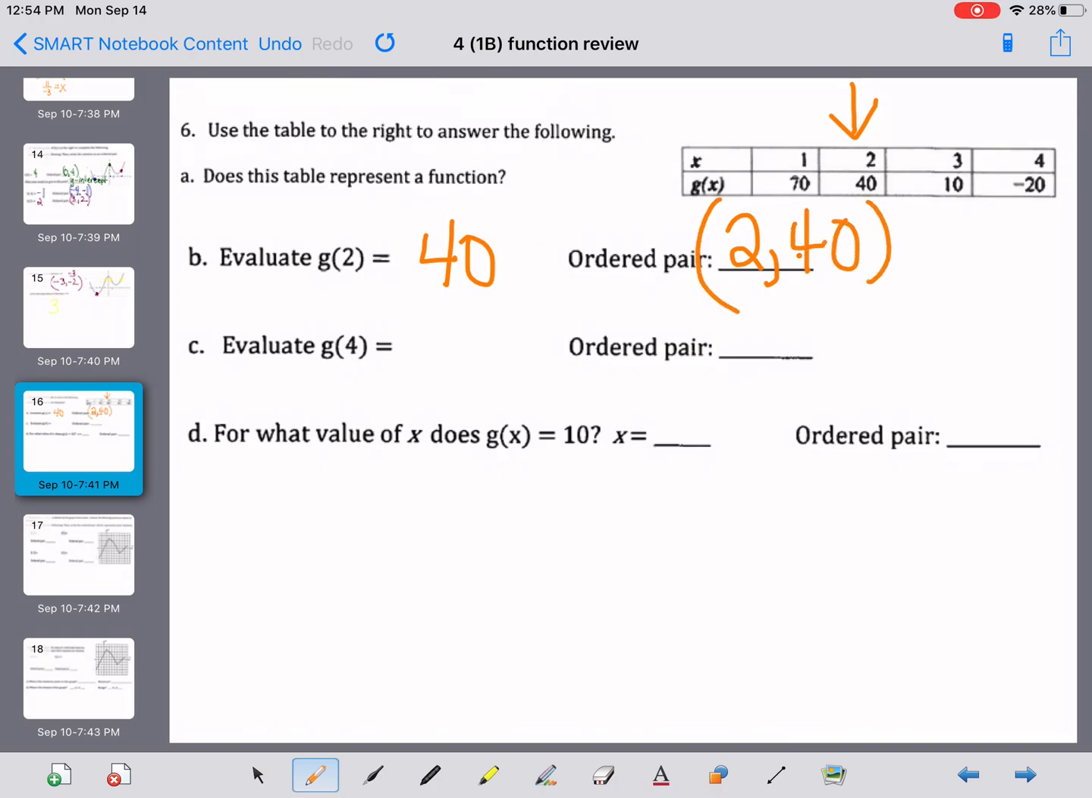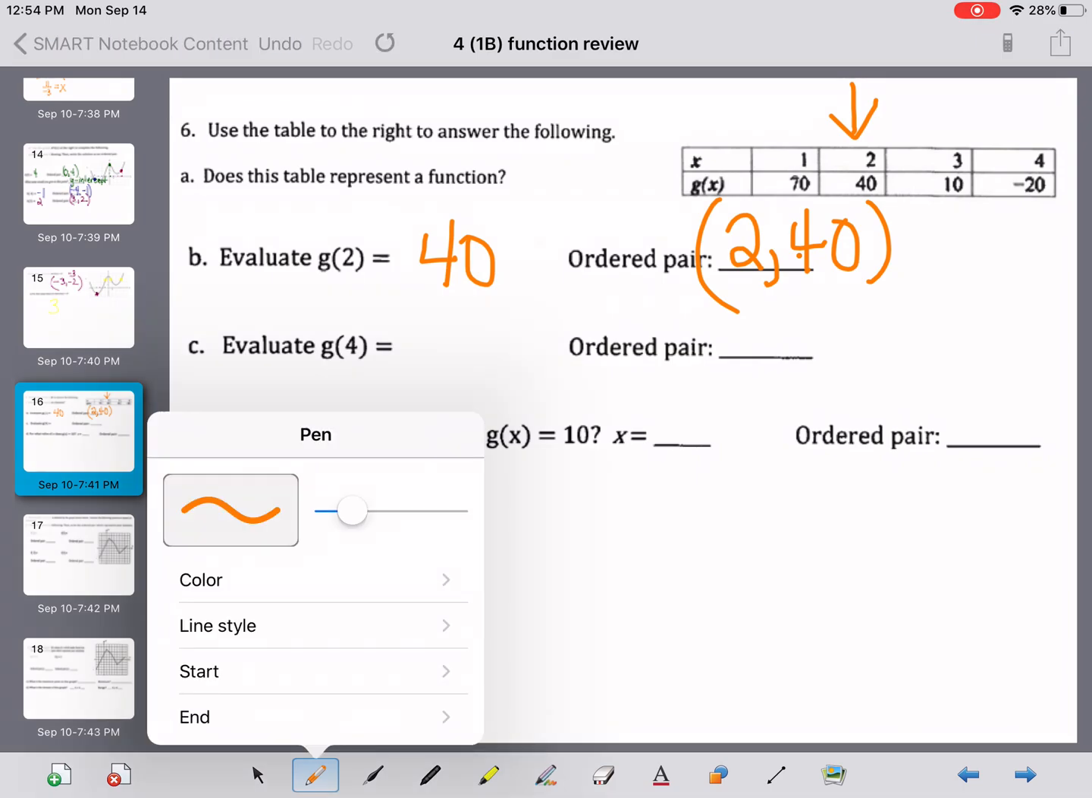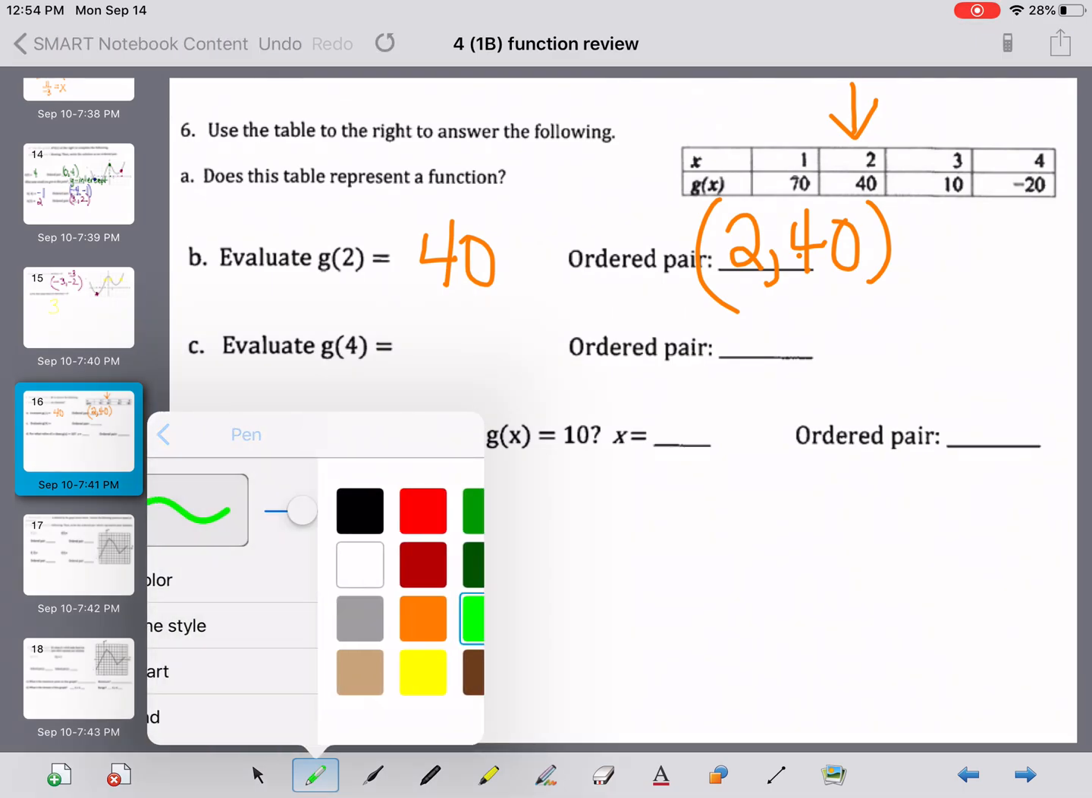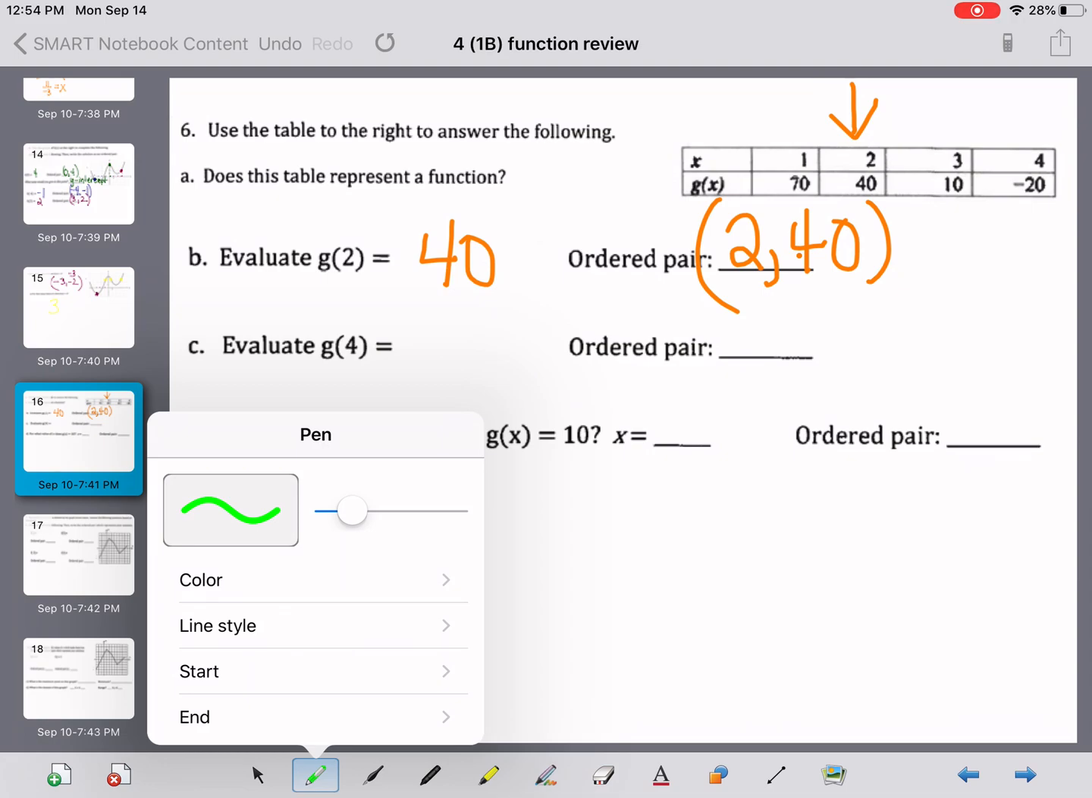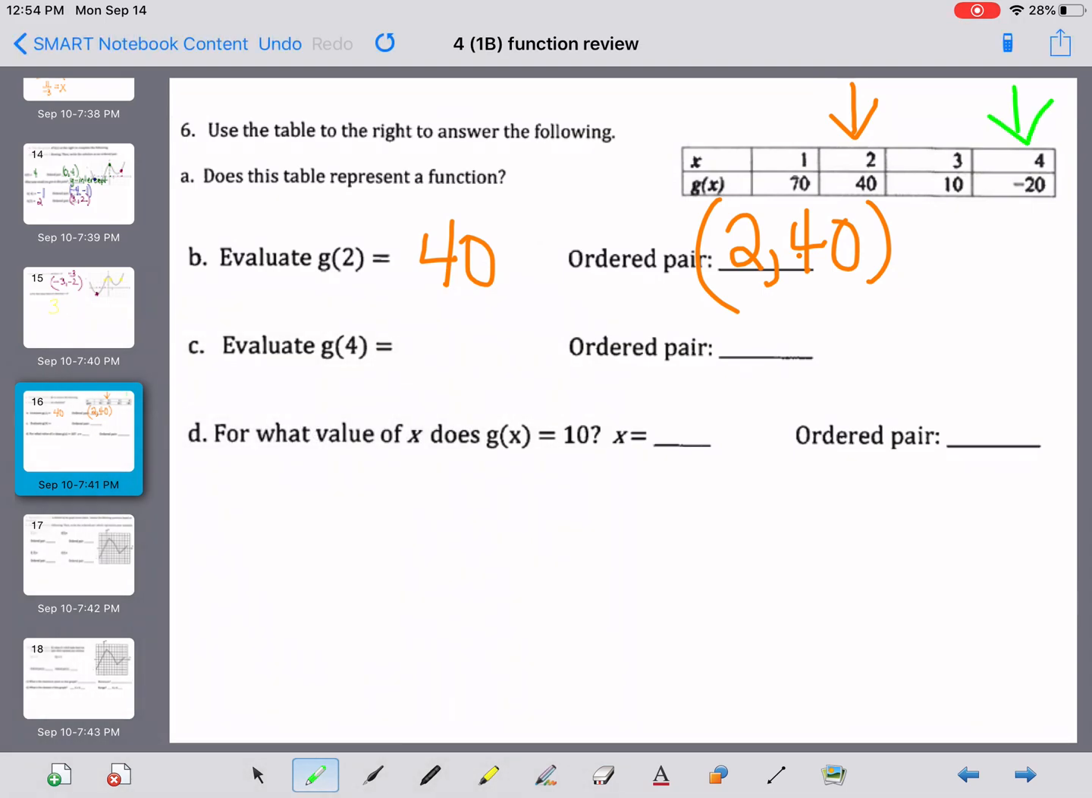If we do g of 4, then that's going to give us g of 4. Well, g of 4, if we look down below the 4, we see the number negative 20. So our ordered pair is 4, negative 20.